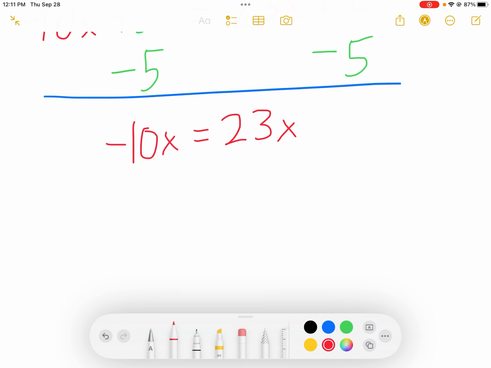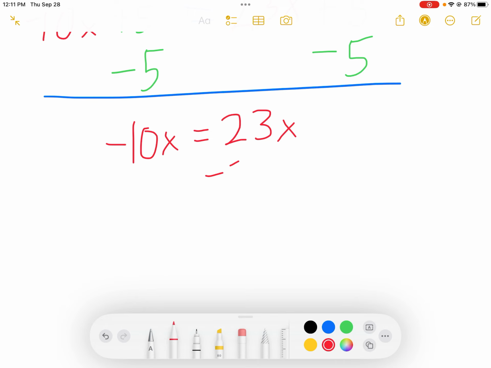Once I get to this point, I can just be like, man, I'm actually done. Because there's only one number which, when I multiply it by two different numbers, in this case 23 and negative 10, I get the same thing, and that number is 0.